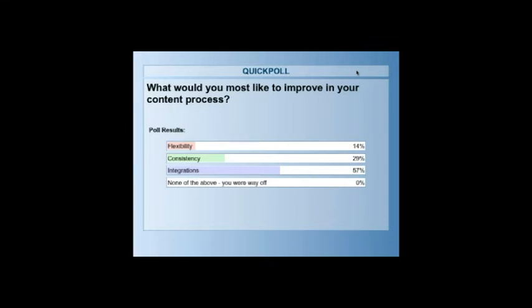Okay, so we'll give it another 20 seconds. Okay, so about 2/3 of the votes came in, and I'll share the results. Again, we're skewed towards integrations, which is interesting. A lot of people think that their system is relatively flexible and consistent, and integrations is really where the help is needed. Great, that's really helpful for us too as we start to build out more solutions for our customers.